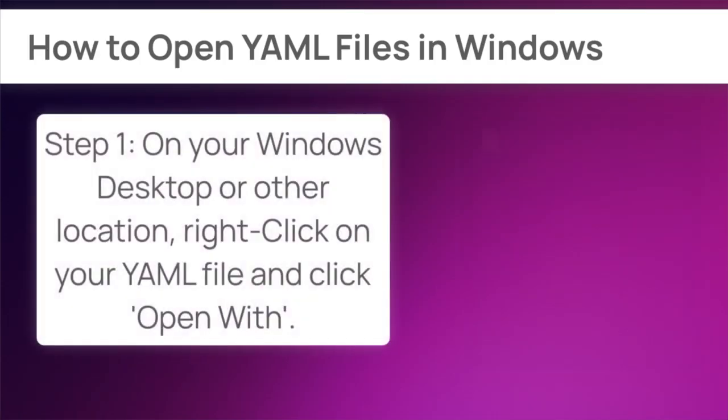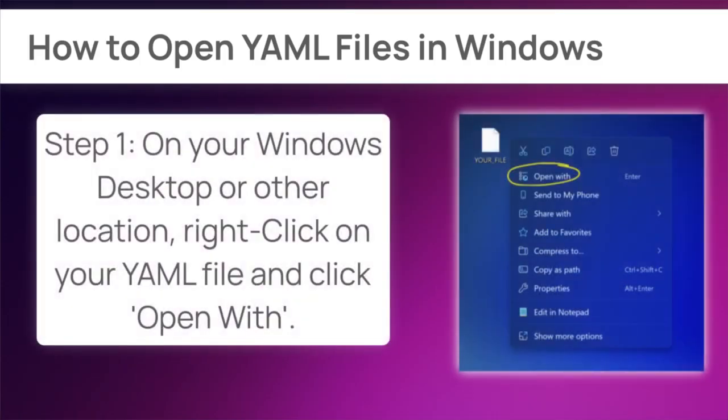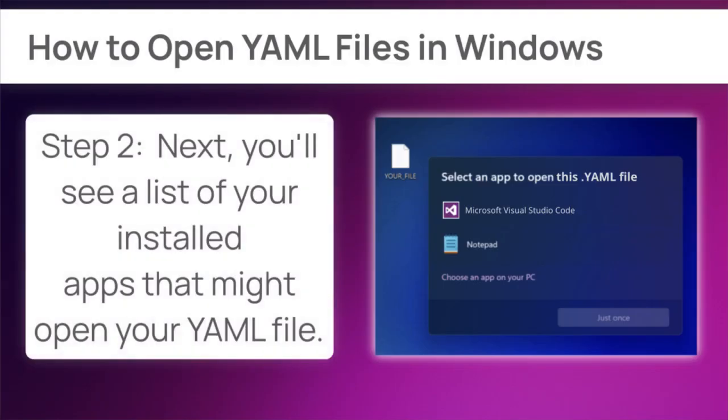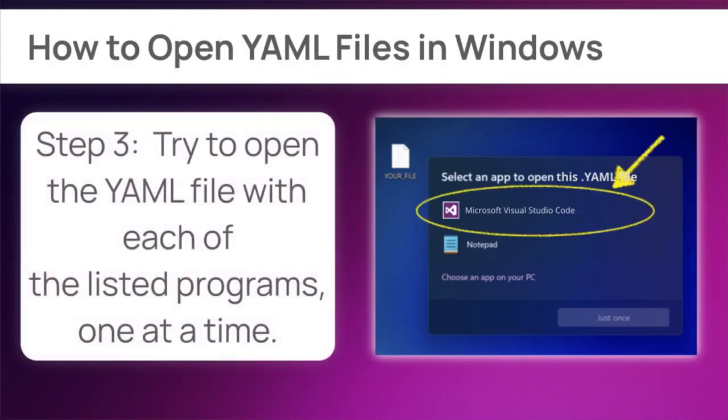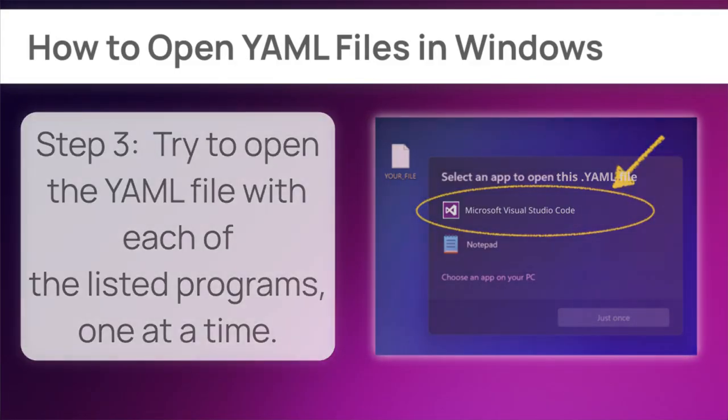To unlock this specific YAML file, right-click your file and select Open With. If Microsoft Visual Studio Code is available, use that first. If it's missing, choose another program. Testing is the only way to be sure.